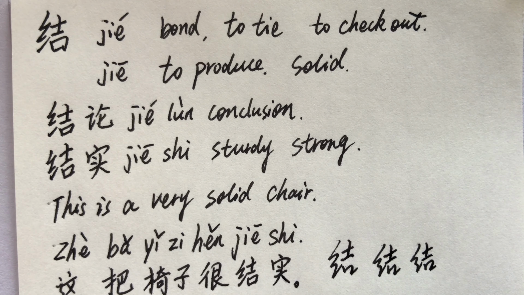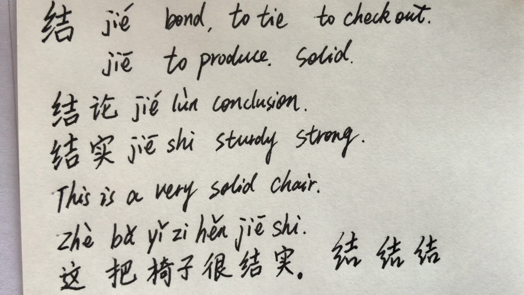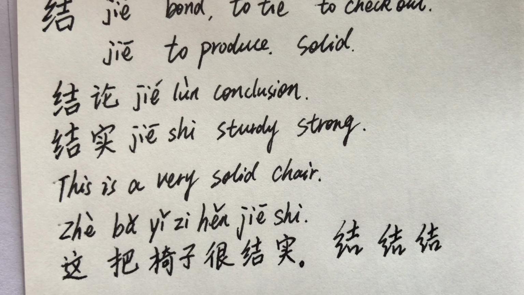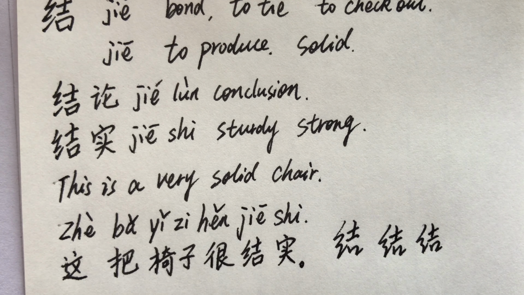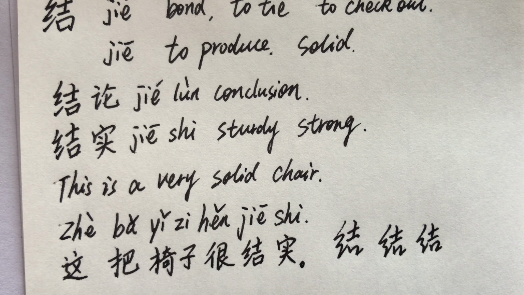结, bond, to tie, to check out of a hotel. 接, to produce, solid. 结论, conclusion. 结实, sturdy, strong. This is a very solid chair.